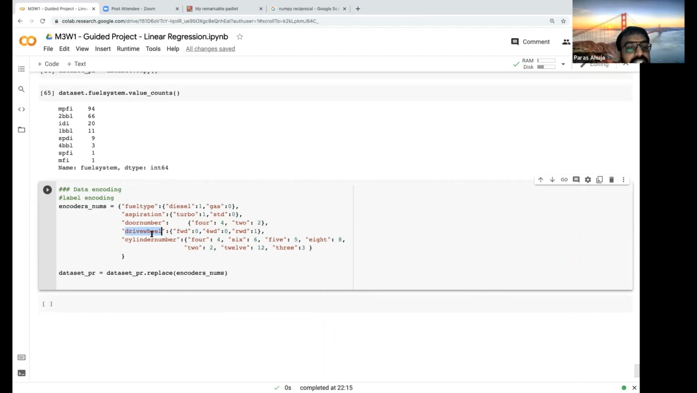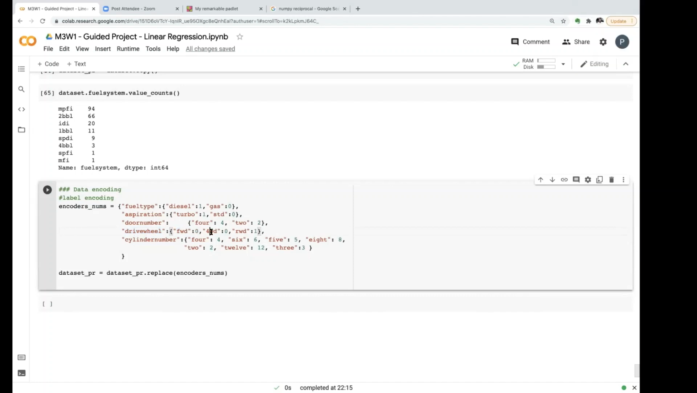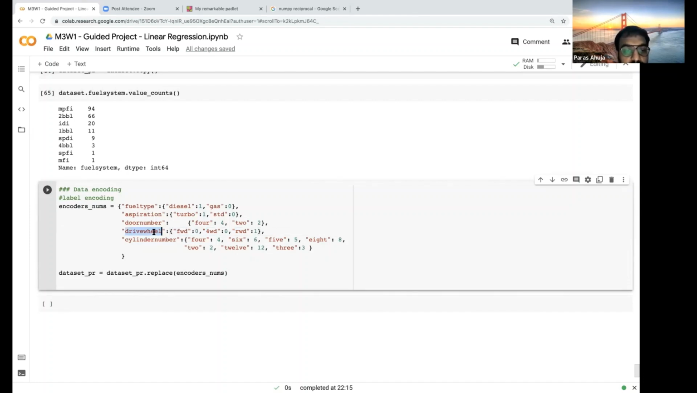For drive wheel, forward is 0, 4WD is 0, and RWD is 1. I don't know what this drive wheel means in the car domain. And cylinder number should also be converted into a numerical thing. Although it was given as a string, as a categorical column, we have converted it into a numerical column.